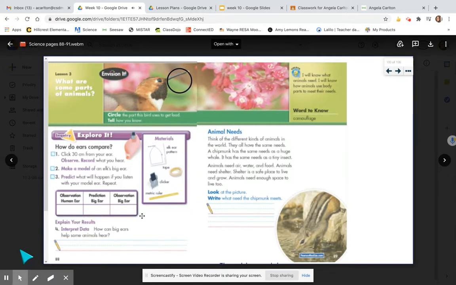We are going to skip the explore it activity that is on page 88 and go right to the heading on page 89 where it says animal needs. So in your journal, put your finger right there and follow along as I read to you. Think of the different kinds of animals in the world. They all have the same needs. A chipmunk has the same needs as a huge whale. It has the same needs as a tiny insect. Animals need air, water, and food. Animals need shelter. Shelter is a safe place to live and grow. Animals need enough space to live too. Pause the video and read this part one time to yourself.